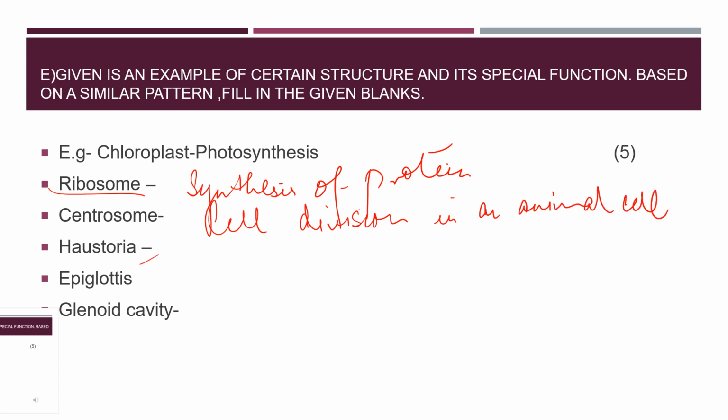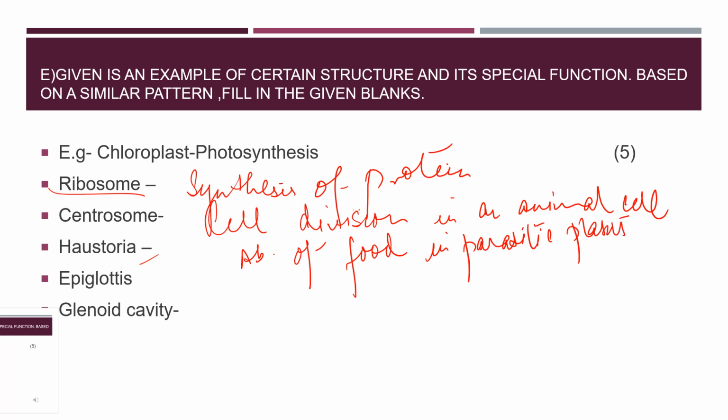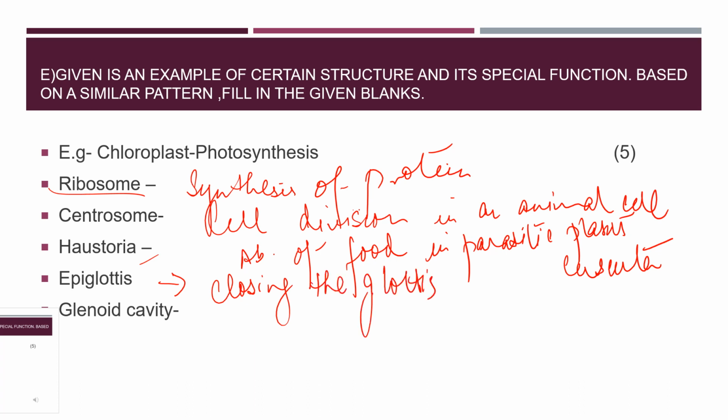Haustoria, what is its function? It is absorption of food in parasitic plants such as Cuscuta. So this is helping in absorption. Epiglottis, it is closing the glottis. So its function is to help close the glottis while swallowing food.